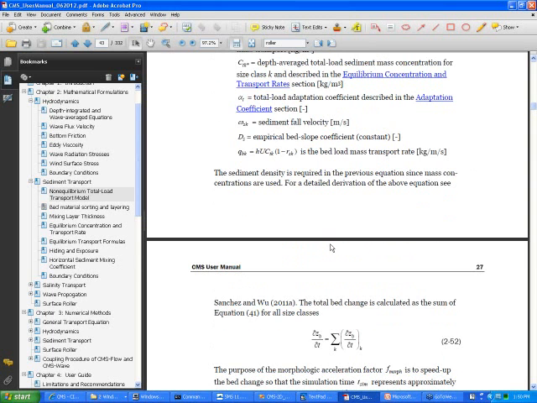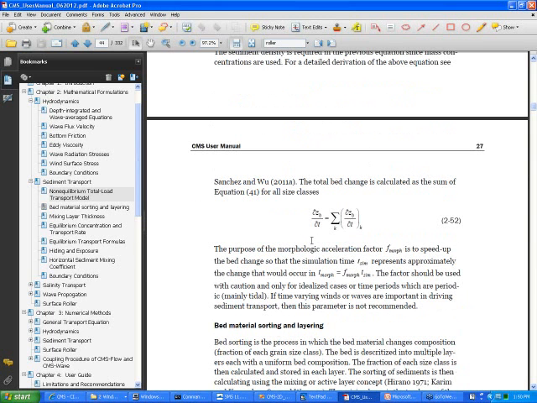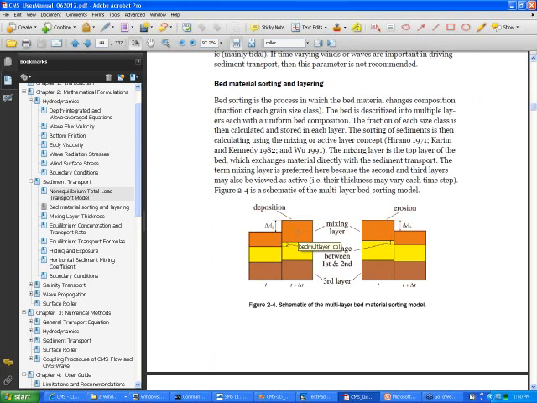And because it's a multiple size sediment transport model, we calculate the bed change due to each grain size class, and we sum those up to get the total bed change. And the bed is discretized into vertical. Well, I see there's some questions. Let me take those now.